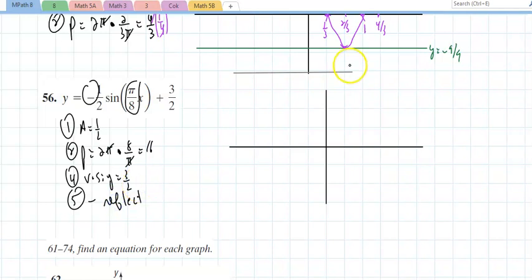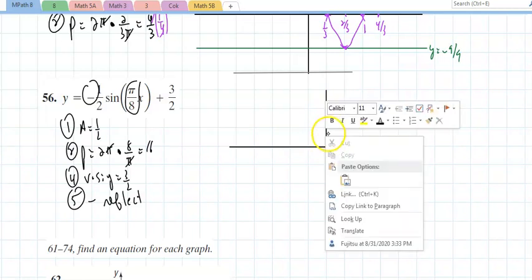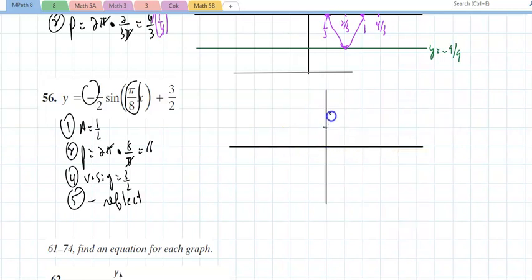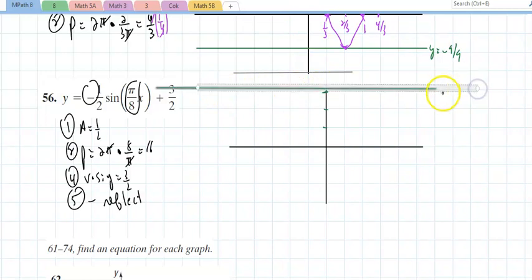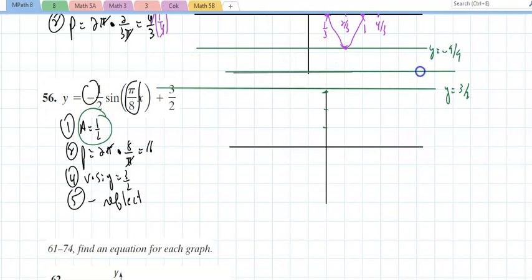So I start with my shift, which is 3/2. Let's say that's 1/2, 2/2, 3/2. So this is y equal 3/2, 1.5. I'm going to move half a unit above and half a unit below.